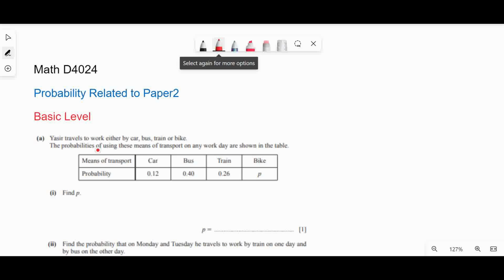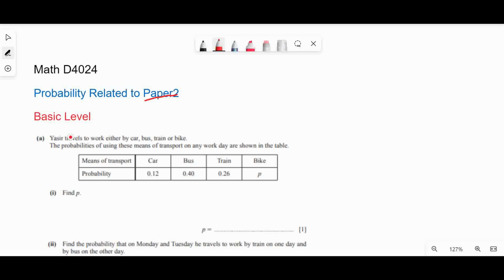Hello everyone. Today we are going to discuss the worksheet related to probability, and today we will focus on paper 2. So first of all, let's see the very basic level question, and then we will move towards the intermediate level questions, and at the end we will discuss a lot of advanced level questions.